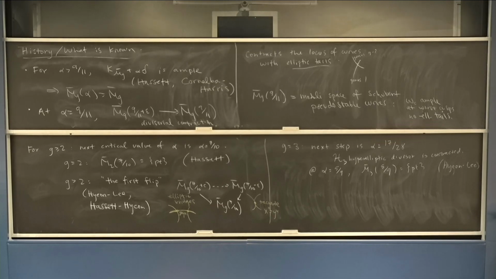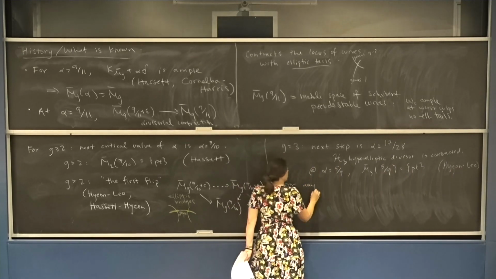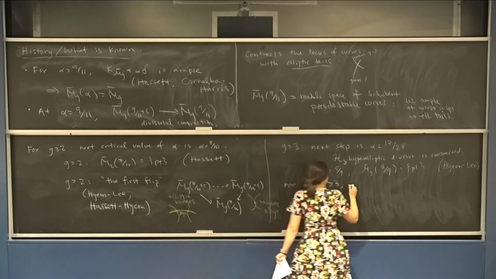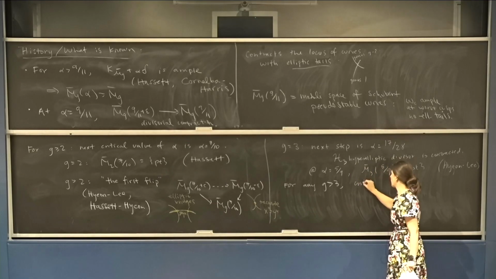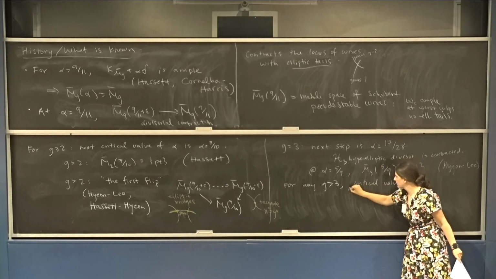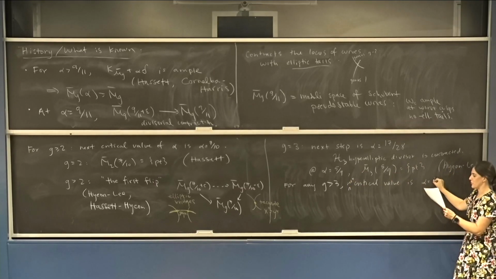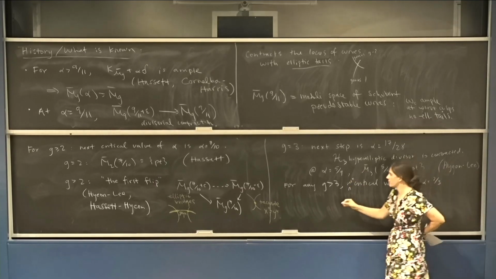And then the next thing that we know for any genus is the next critical value, 2/3, and you have a second flip.